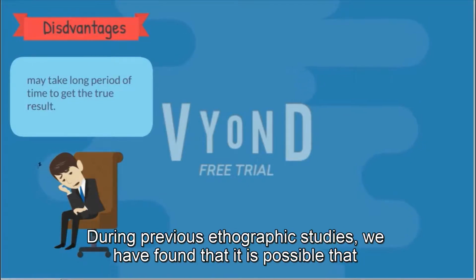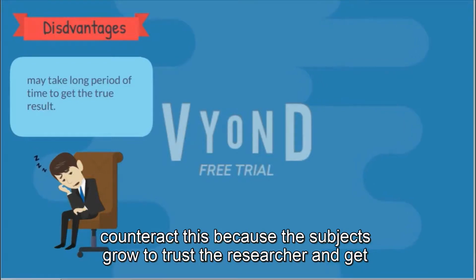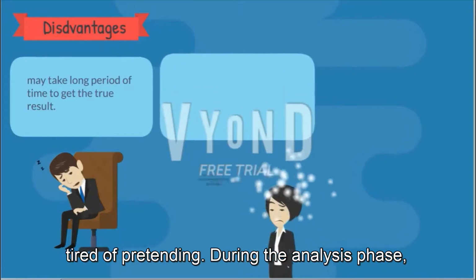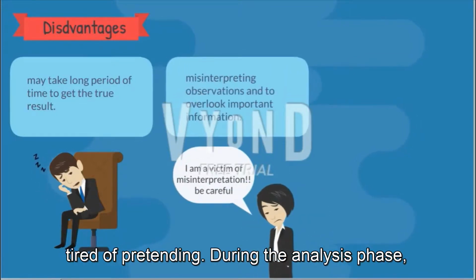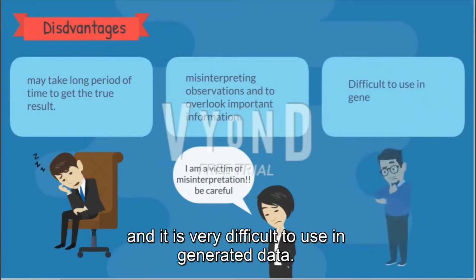During previous ethnographic studies, we have found that it is possible that subjects may not act naturally during a short study. Longer studies normally counteract this because the subjects grow to trust the researcher and get tired of pretending. During the analysis phase, misinterpretation may occur, so we need to carefully interpret the data, and it is very difficult to use the generated data.